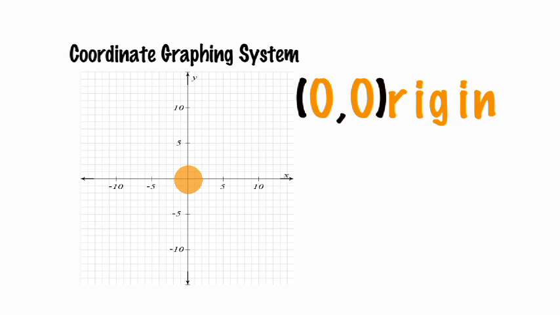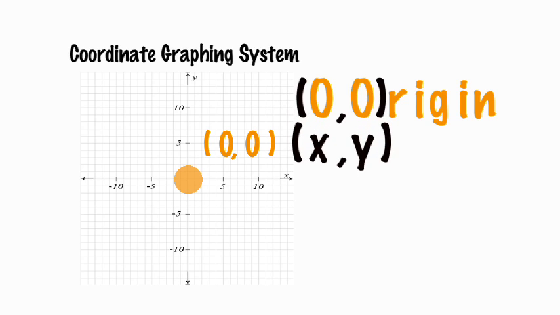We write the coordinates for the origin like this. The first number is the x-coordinate, and the second number is the y-coordinate. Just remember, it's alphabetical, x, then y.